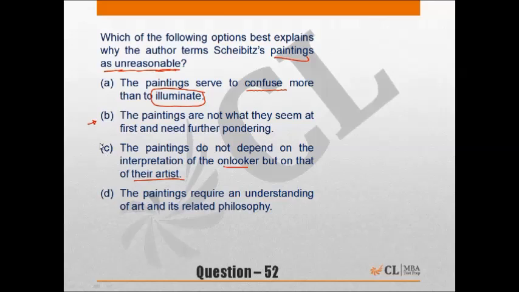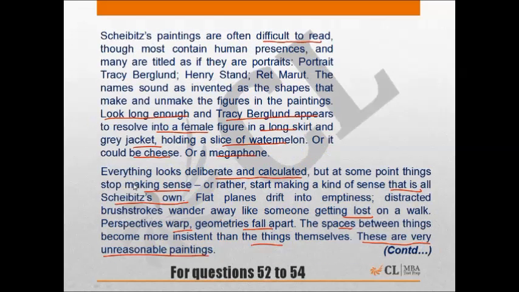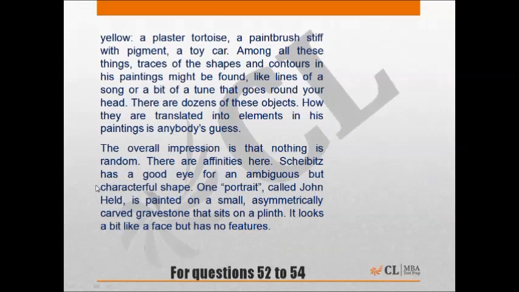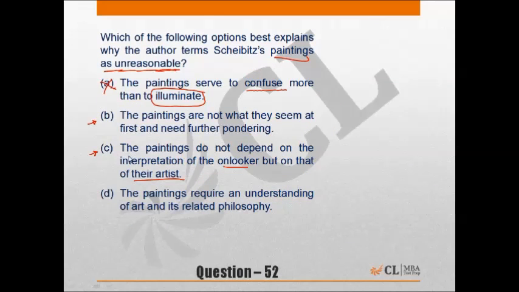Okay. Yes, this is what is between B and C, or rather between A, B and C. I will remove A because the purpose of the painting to illuminate is probably going a little ahead. They confuse, yes, but more than confuse, I don't understand them. But it also says there is a method behind it. I will just go back to the passage. Everything looks deliberate and calculated. So there has to be a method. So choice A is incorrect.